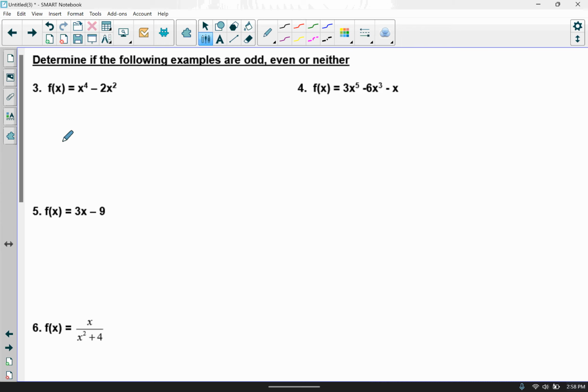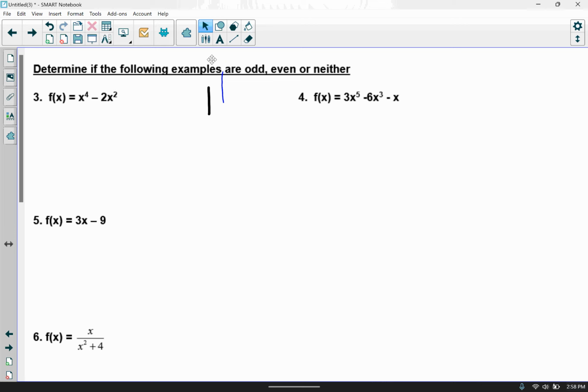And let me just remind you, let me see if I can move this. There we go. That's what I wanted to do. All right, so now let me get back to my pens.